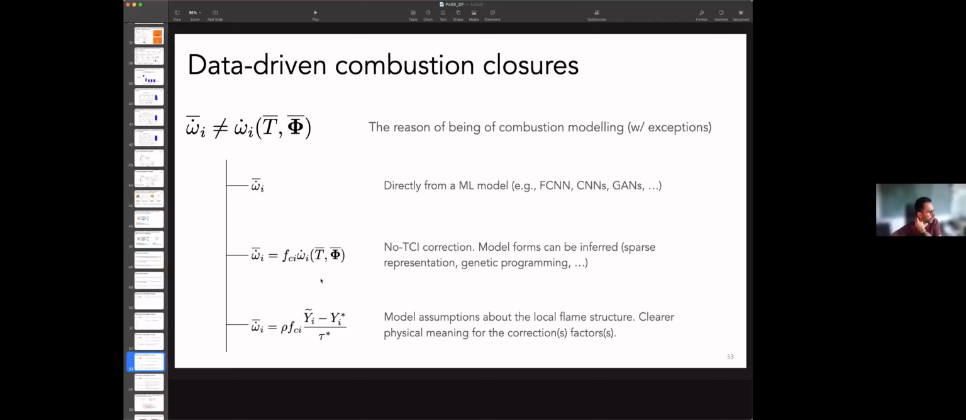Rodolfo in our group has already tried this. He got this correction factor on 2D DNS and applied it to a completely different 3D DNS. We have to go in this direction of transfer learning and generalizing. Otherwise, it's still very challenging.